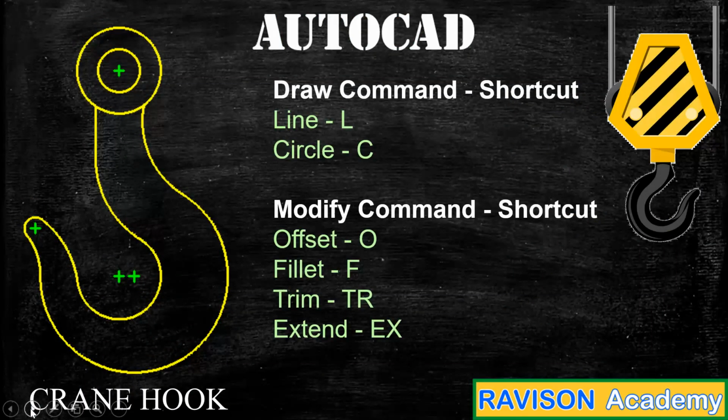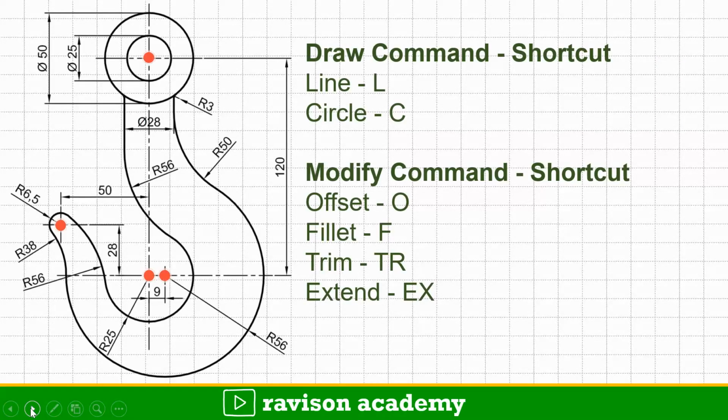So this crane hook can be done in AutoCAD using the following commands: line, circle, and modify commands like offset, fillet, trim, and extend. Before going to the drawing, the four centers of the circles and arcs should be known, and their corresponding dimensions are calculated from the drawing.